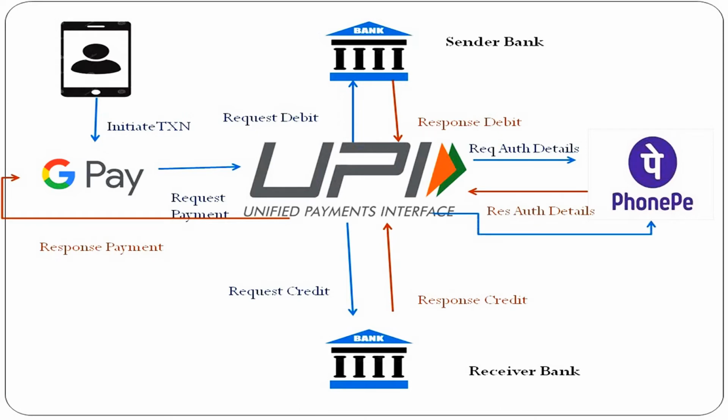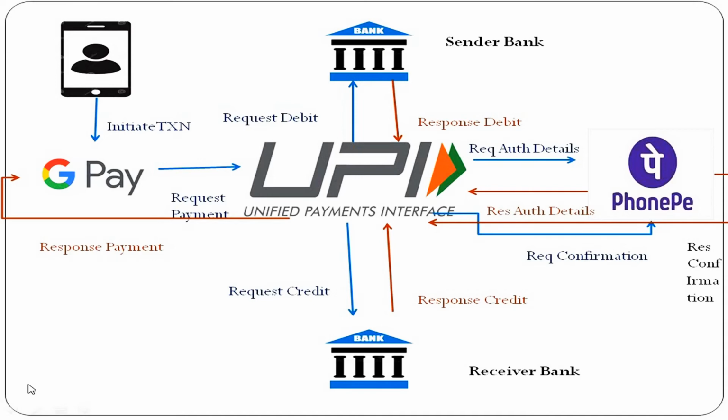Then UPI connects with the receiver's PSP, which is PhonePe, and asks for confirmation on whether they have received the amount or not. Once PhonePe, the receiver app, sends the okay that we have got the amount, then the UPI server gets the confirmation and the transaction is completed.